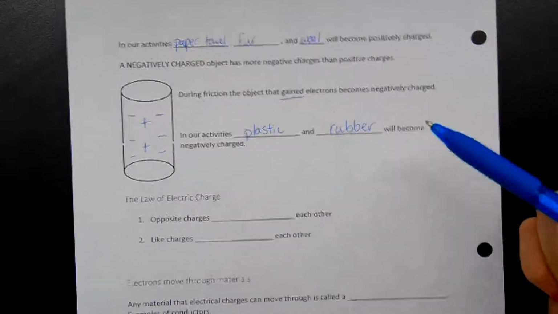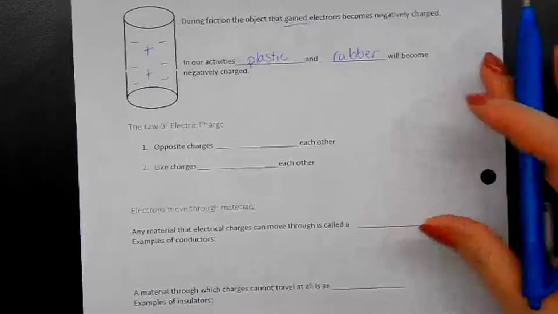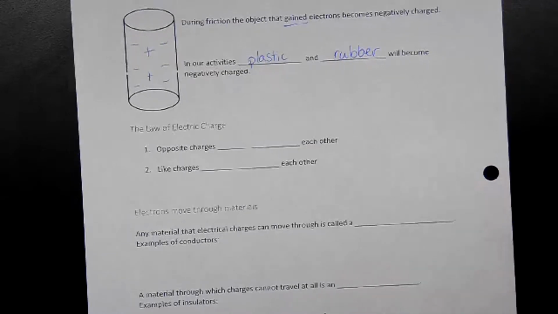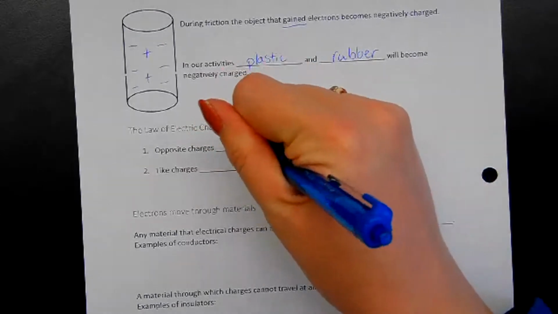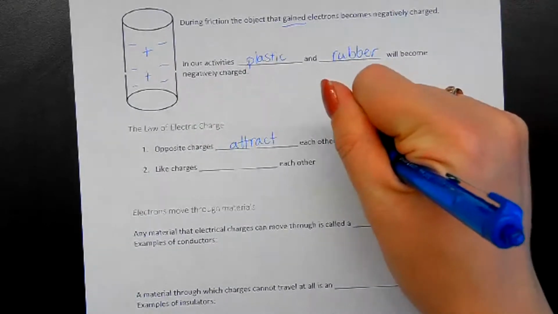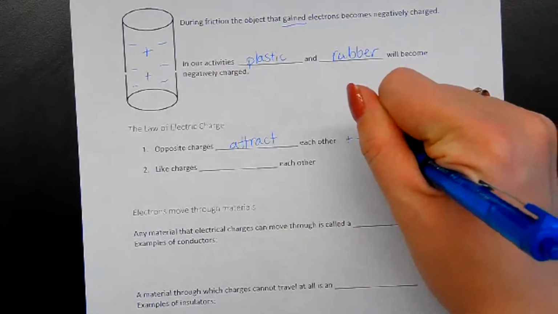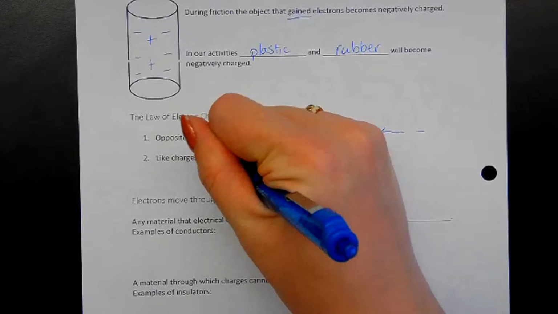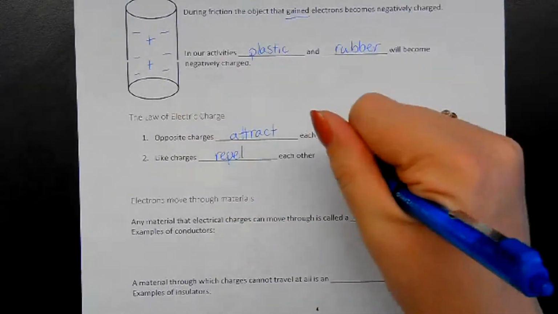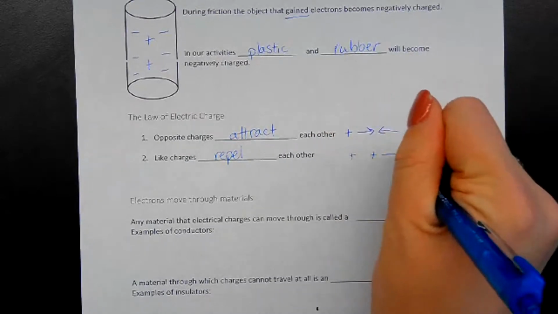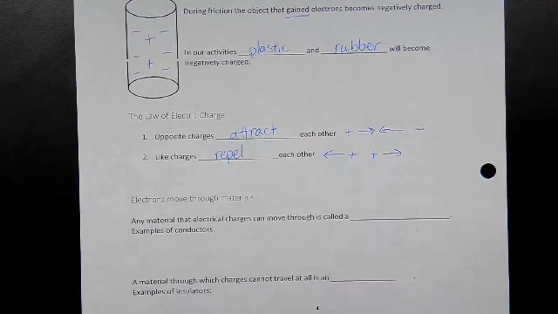Okay. So that's how objects become charged. There's also something called the law of electric charge, and this tells us how objects that are charged are going to act around each other. So opposite charges attract. We know this already from our chemistry unit. Opposite charges attract each other. So a positive object moves towards a negative object. And like charges repel each other. So if you have a positively charged object and another positively charged object, they are going to move away from each other. Okay.